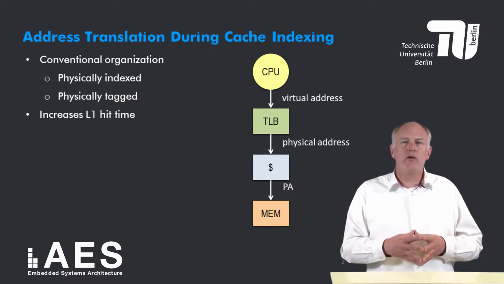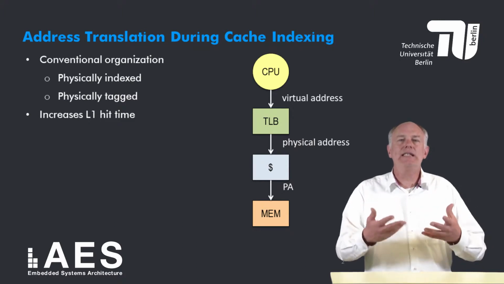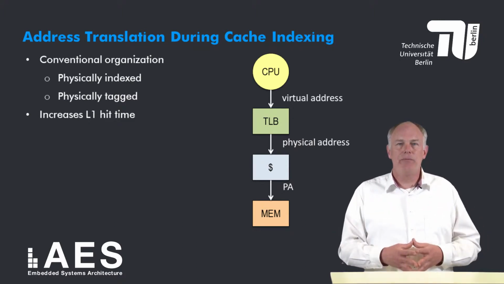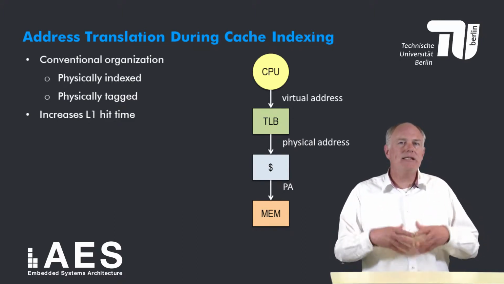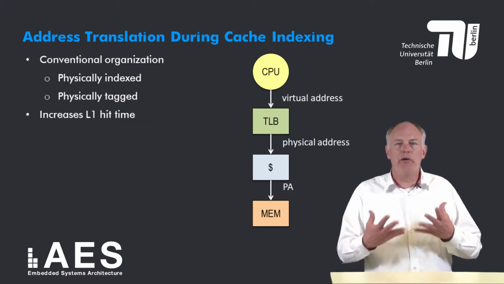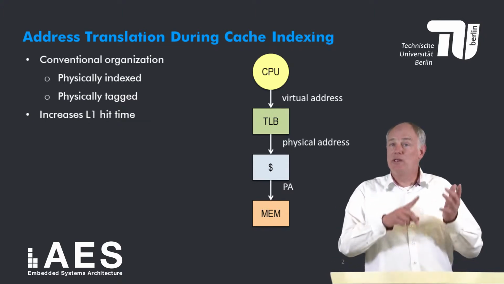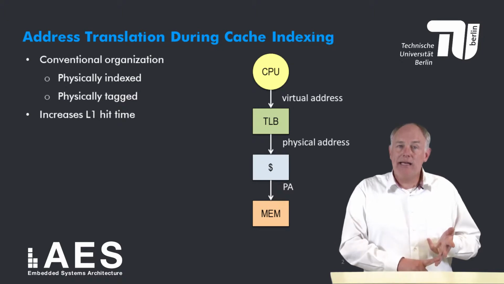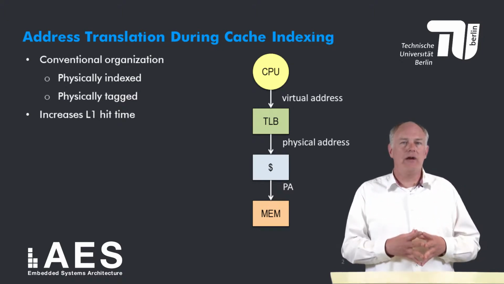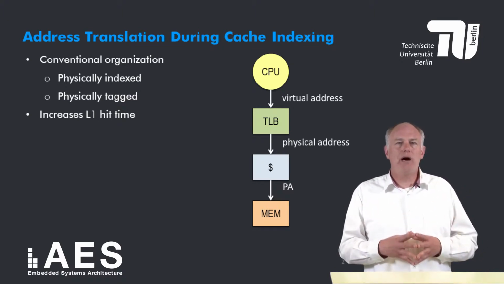The problem with this organization is that it increases the level 1 hit time. The L1 cache access is typically on the critical path of the processor, and now we have to do a TLB access and a cache access to obtain the code or data. What can we do about this?